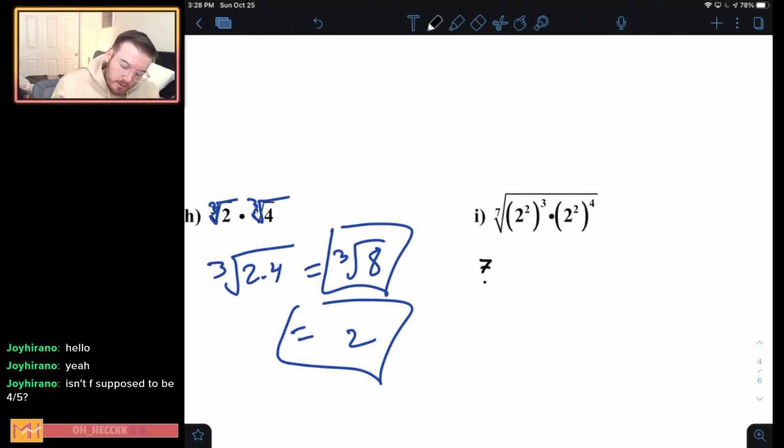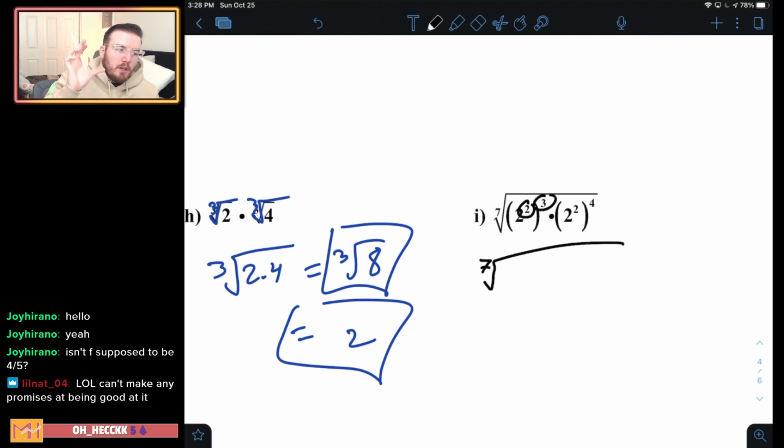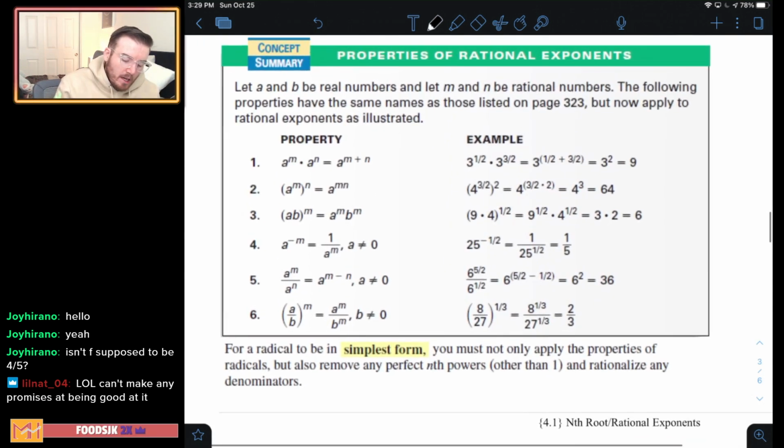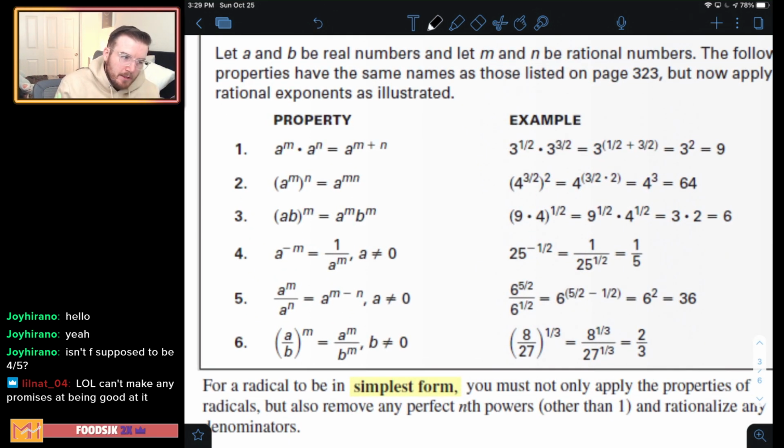So I'm going to do this in 2 steps. When we have an exponent raised to an exponent, what do we do to combine them? We multiply, right? I have the properties memorized, right?